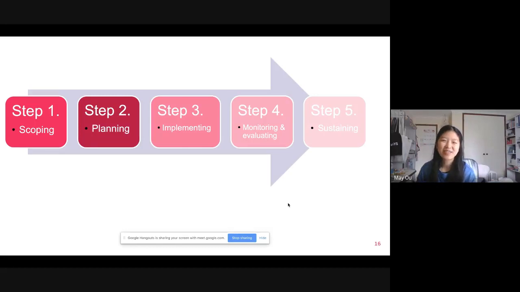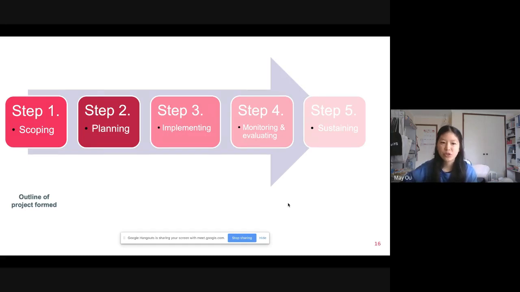So the first step of project management is scoping. That is when you are asking yourself, what shall we do? What is worthwhile doing? What issue are we going to be tackling? And how are we making sure that this is actually something worthwhile? By the end of this step, you should have a solid grasp of what your project is and have an outline of your project formed as well.